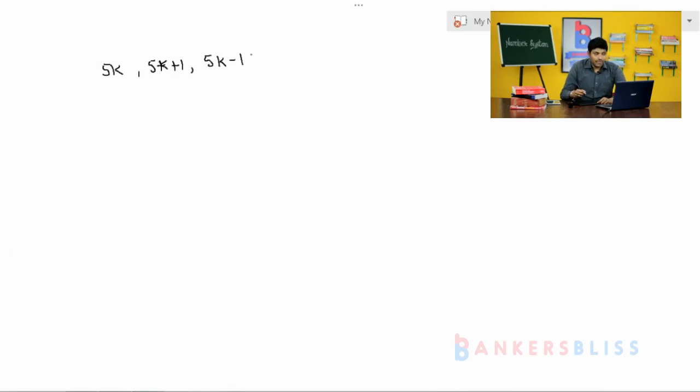Remember, 24 is in the form of 5k minus 1. It is not a perfect square number. But if you consider 36, it is in the form of 5k plus 1. So this is a perfect square number. Every perfect square number will be in the form of 5k, 5k plus 1, 5k minus 1. But every number in these forms may or may not be a perfect square number.